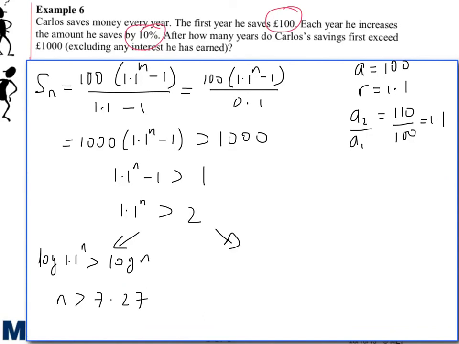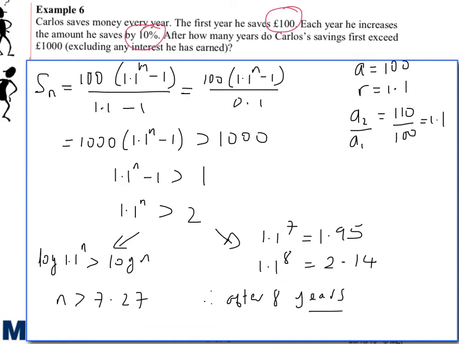If you haven't done logs, then I guess use trial and error. We know that 1.1 to the power 7 equals 1.95, so it can't be 7, and 1.1 to the power 8 equals 2.14, and I guess they're assuming the years is a whole number, it's not a fraction, it's not going to be 1.5 years, so we'll take 8 and we'll say therefore after 8 years the value exceeds 1000.